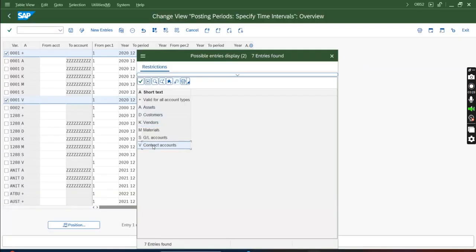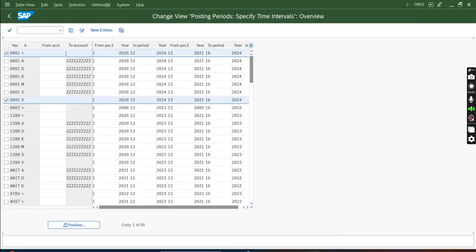Similarly, for FICA, we need S and V. That is for GL account and contract account. All our postings will hit either GL account or contract account, nothing else. None of the other accounts will be hit. So we need to make sure that S, V, and plus are in accordance with whatever period we want to open. If you want to make sure that posting period 3 of 2024 is open, we will check the plus column, S column, and V column. Currently all of them have these 48 posting periods open. That means 4 years are wide open.